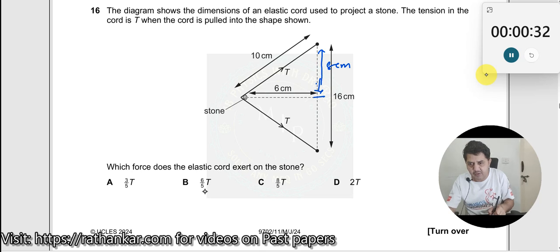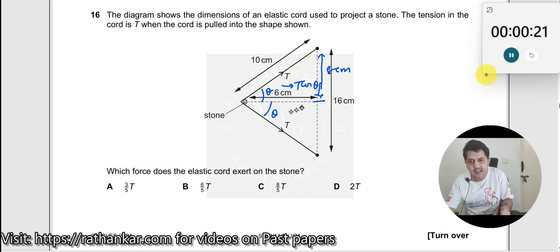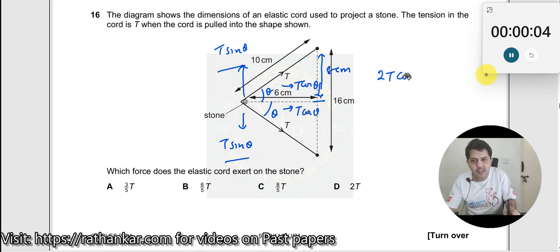So what we now do is, let me consider this angle here to be theta. So this angle should also be theta. In that case, the component of T along this direction should be T cos theta, and along this direction should be T cos theta. And if I resolve this one upwards, this should be T sin theta, and downward should be T sin theta. So this and this force being equal and opposite, they will cancel. The total force acting on the stone should be 2T cos theta, right?